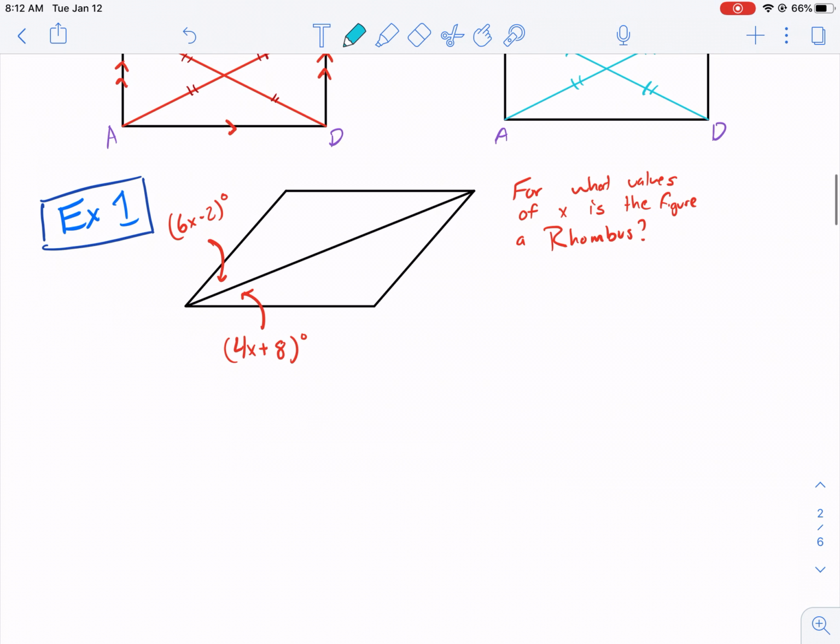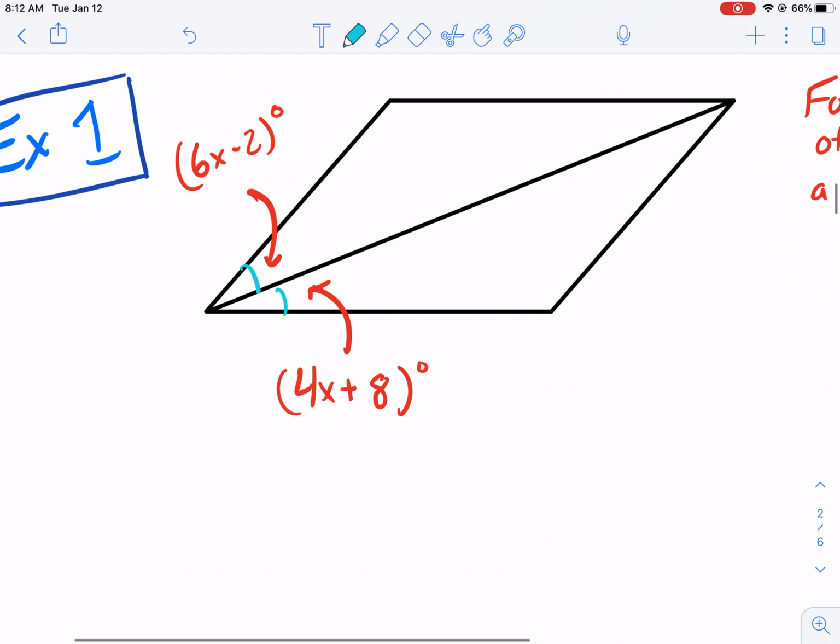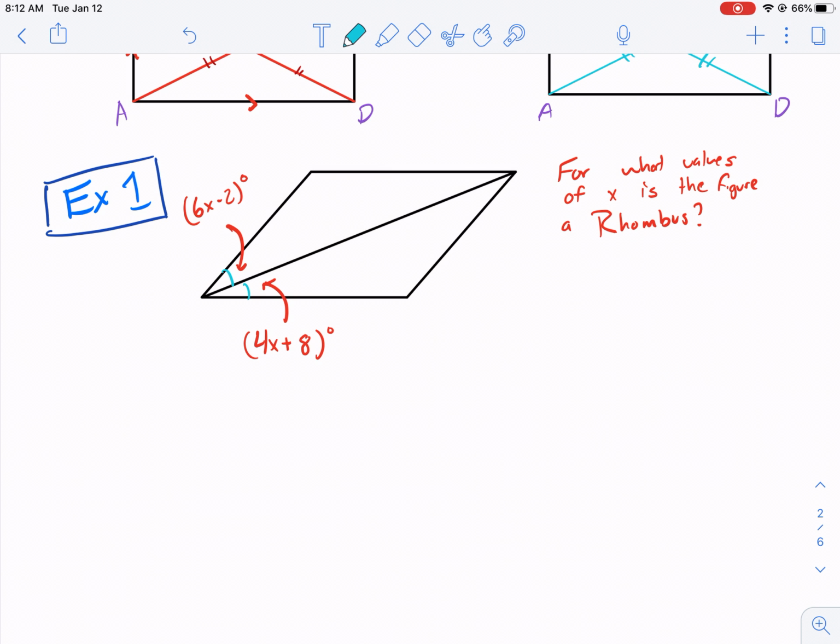All right, so for what values of x is the figure a rhombus? Well, we know that the angles need to be bisected. It looks like a parallelogram. We would need this to know for sure. But we want these angles to be equal. So we set them equal to each other. It's as simple as that, and then we solve for x. So we subtract 4x, subtract 4x.